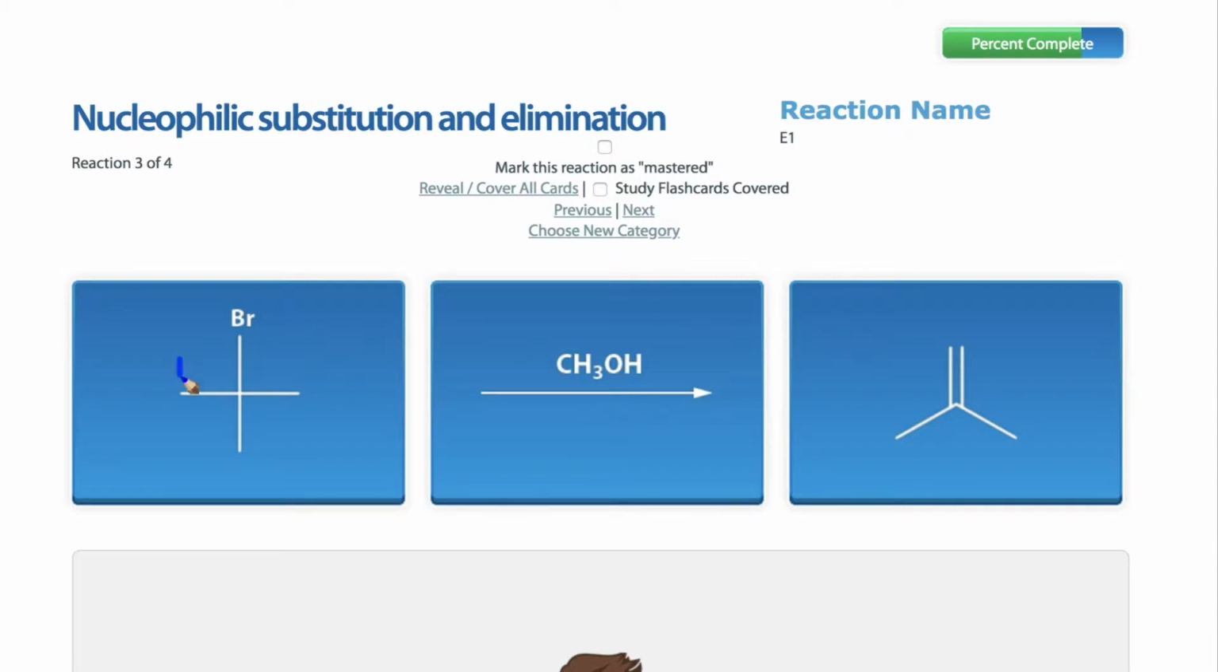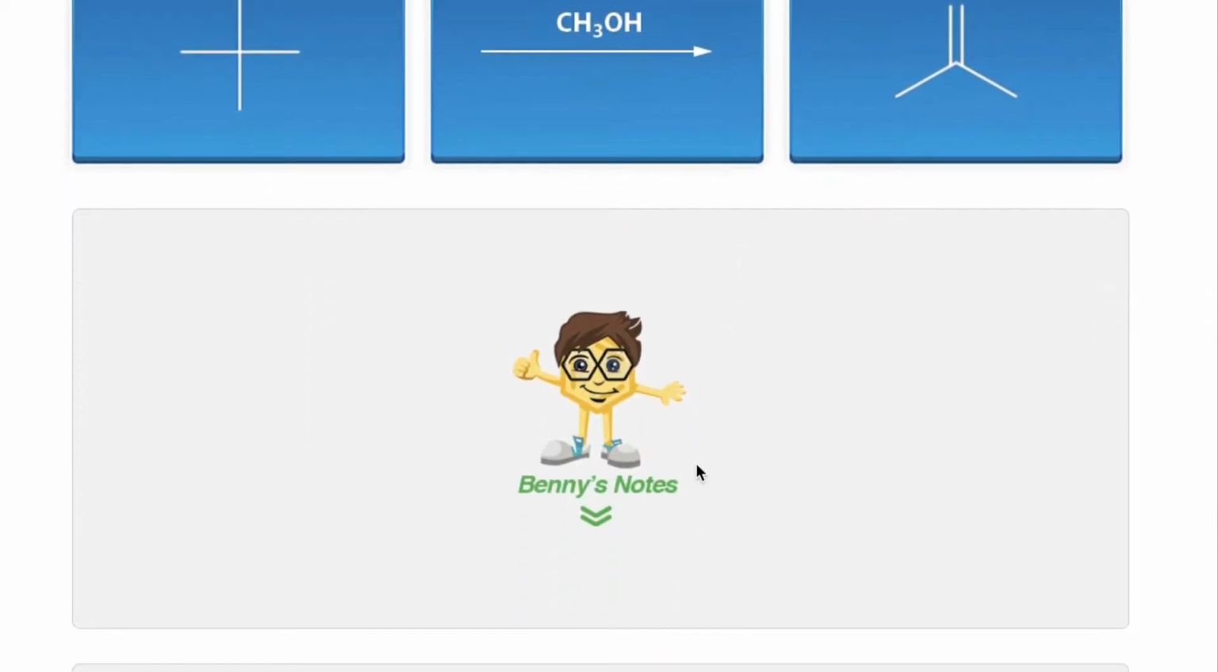The alpha proton is located next to the carbon with the leaving group. In this reaction, the bonds between the alpha carbon and the proton, as well as the bromine and the carbon, will be broken, and the electron density will be donated to the two carbons to make the double bond. Let's take a look at the reaction mechanism.